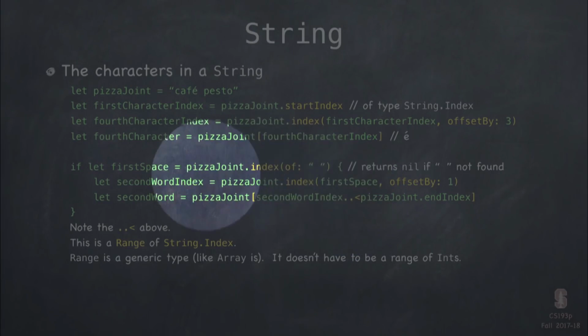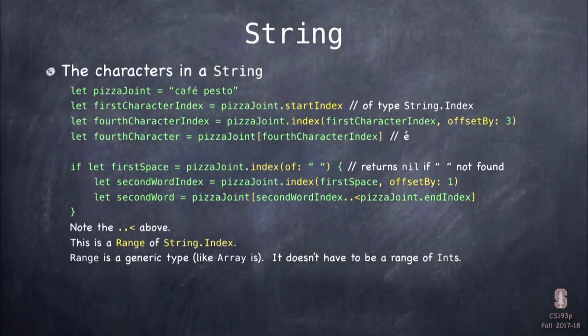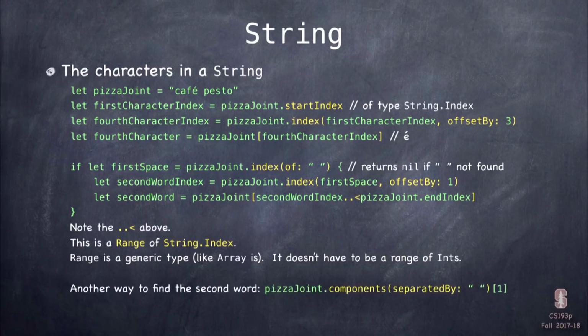Okay, these methods, by the way, index, offset by, those are not methods in string. Those are methods in collection. Okay, the collection protocol. String may or may not implement it itself. It's up to string. The collection protocol is also generic, and so the index you use in a collection is configurable. Okay, for a string, it's a string.index.